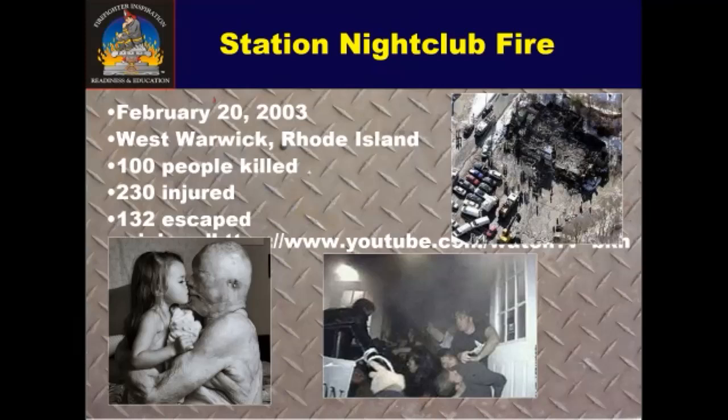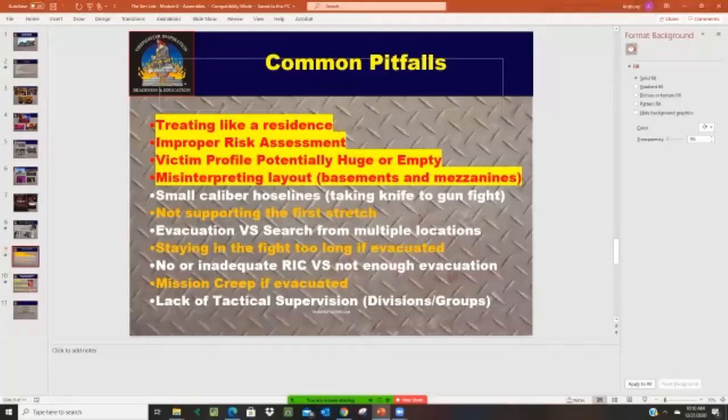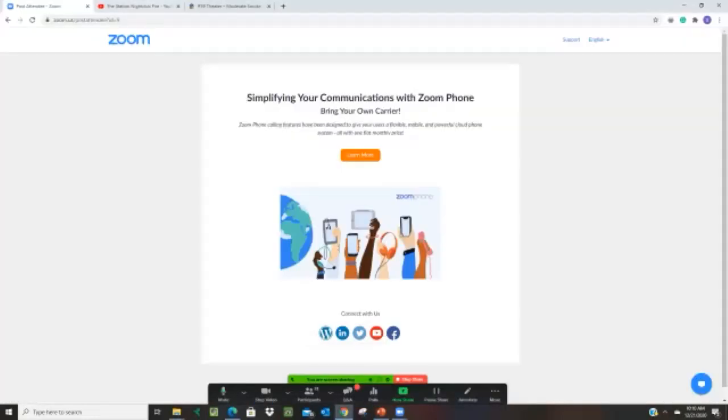But I want to show the video of that fire to put a graphic in your mind of what this actually looks like and how horrific this can be in short order. And some of you may have seen this, some of you may not have seen this, but I think this video is going to be very telling for you. I have it queued up right at the beginning of the fire here, so I'm going to start this.